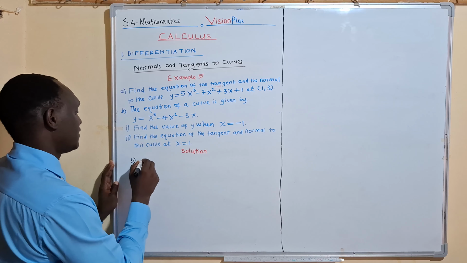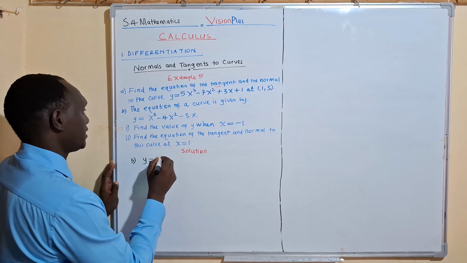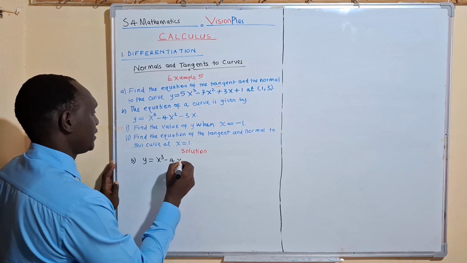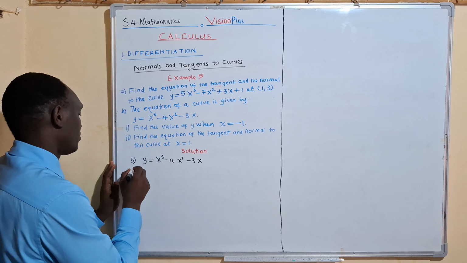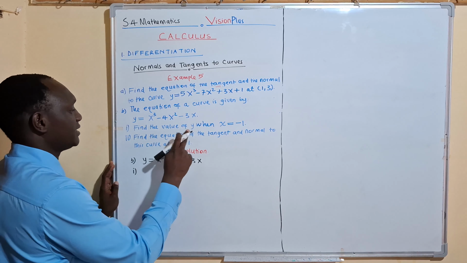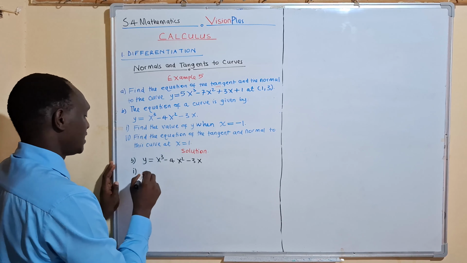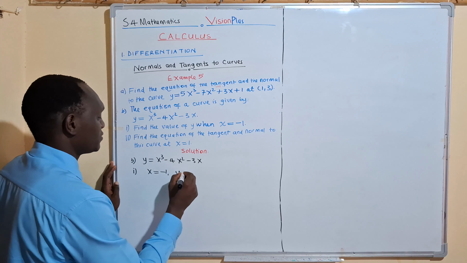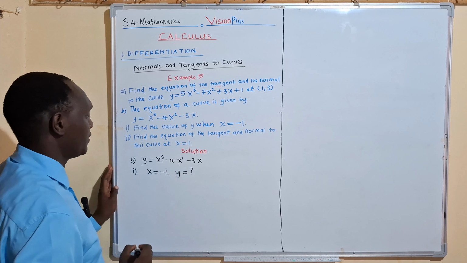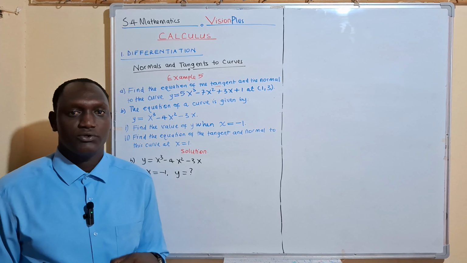Part B says the curve is y equals x cubed minus 4x squared minus 3x. And then question Roman 1 says find the value of y when x is negative 1. So when x equals negative 1, what is y? We're going to look for y.